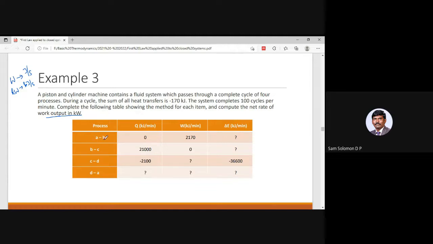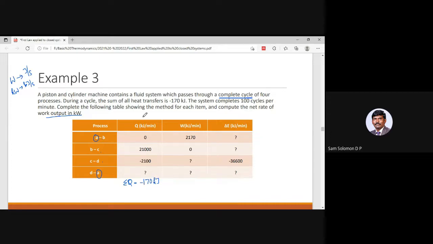Okay, so you can look at the processes also. AB, BC, CD, and DA. It starts with A, it ends with A. So it is a cycle. Okay, and here also they have given very clearly that it is a complete cycle of four processes. Okay, and additionally what they have given is summation of Q when added together is minus 170 kilojoule.